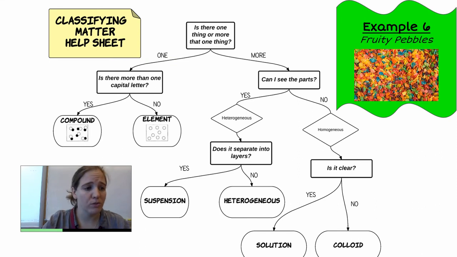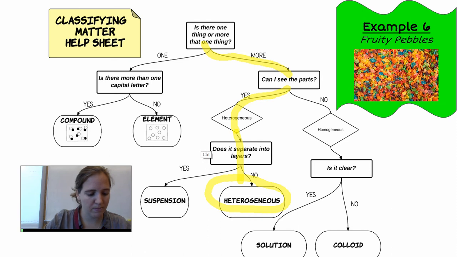Fruity Pebbles. More than one thing. Can I see the parts? Yes. Does it separate into layers, like blue, green, yellow? No, it doesn't. So it's just plain heterogeneous.